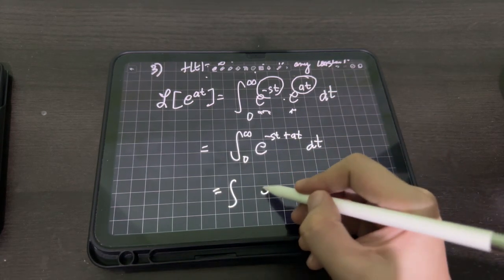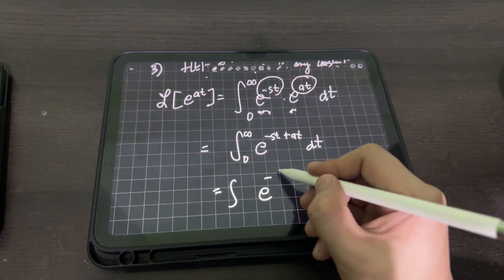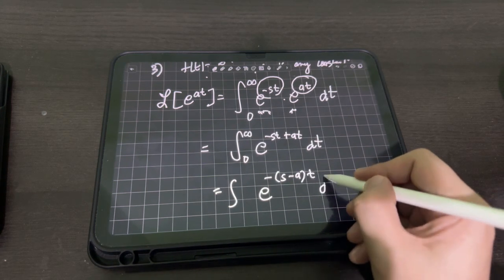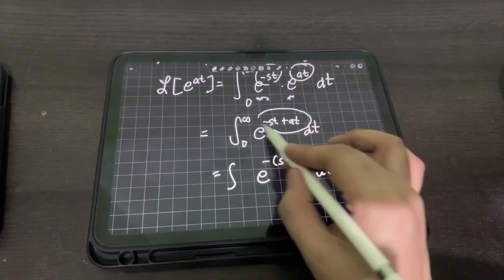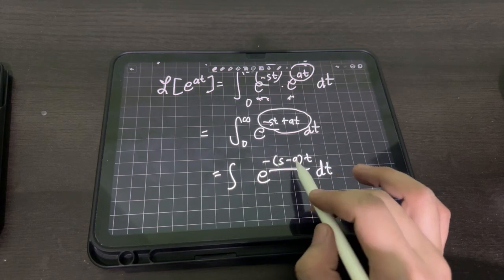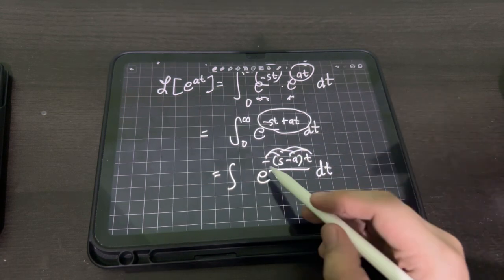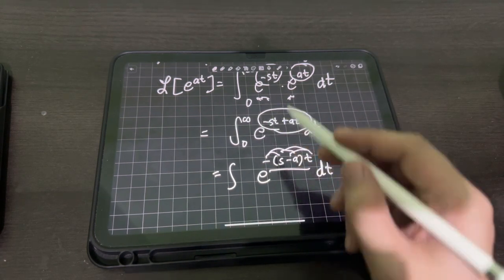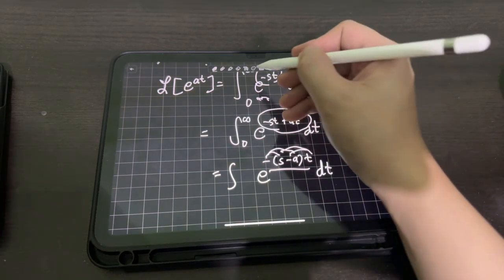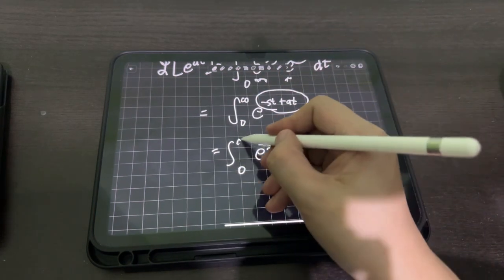Factoring out the t, or we can also factor out the negative. So we will have negative of quantity s minus a, times t, dt. So I just factored out negative st plus at. It turns out to be negative quantity s minus a times t, because if you redistribute this negative and the t, you will have negative st, the negative of negative a, positive a, times t, positive at. Then, the integral from 0 to infinity.